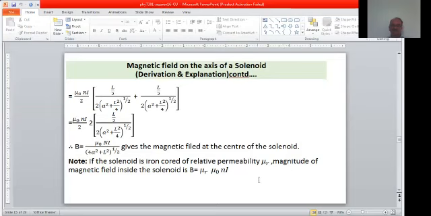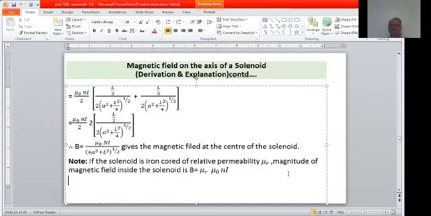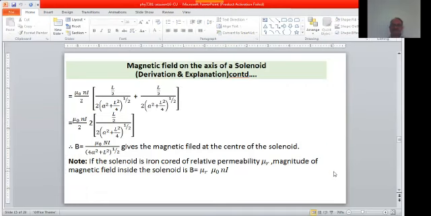As I told, here the solenoid is initially an air core solenoid. Air is there. Suppose if an iron core is there inside the solenoid, then that mu value changes. So that is mu r. Then we have to take mu r, the relative permeability.